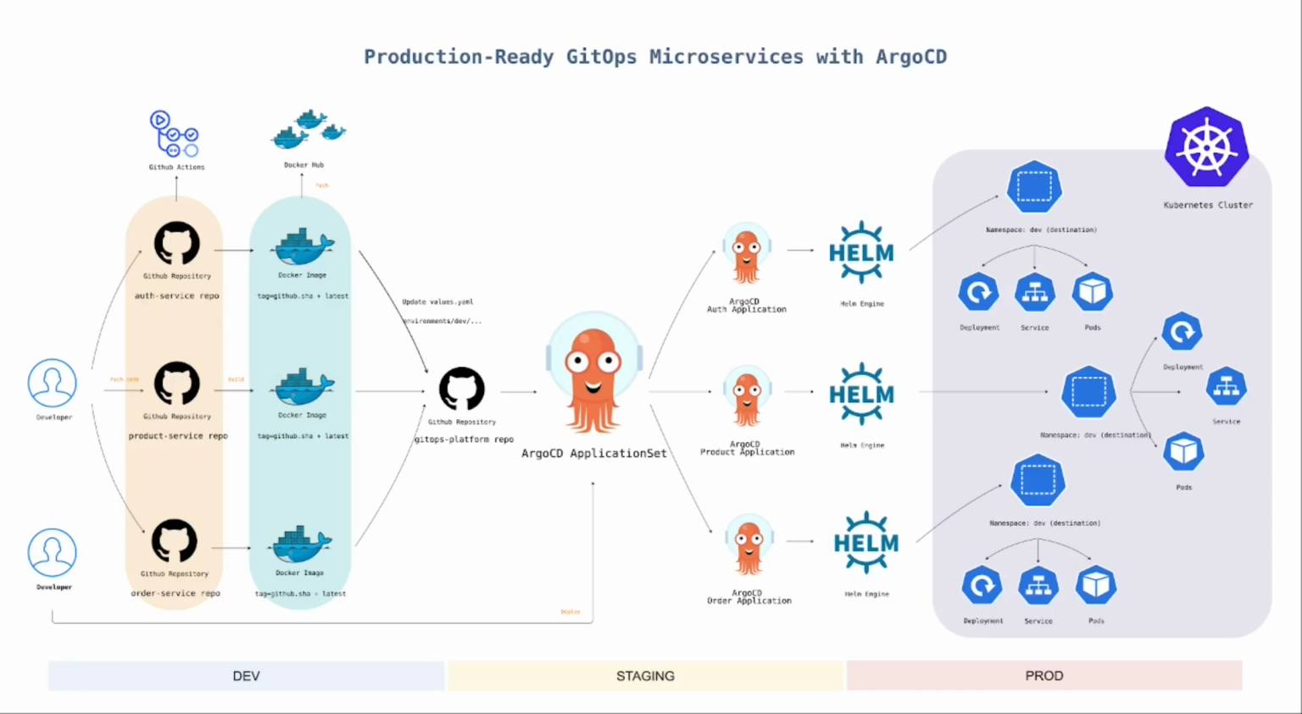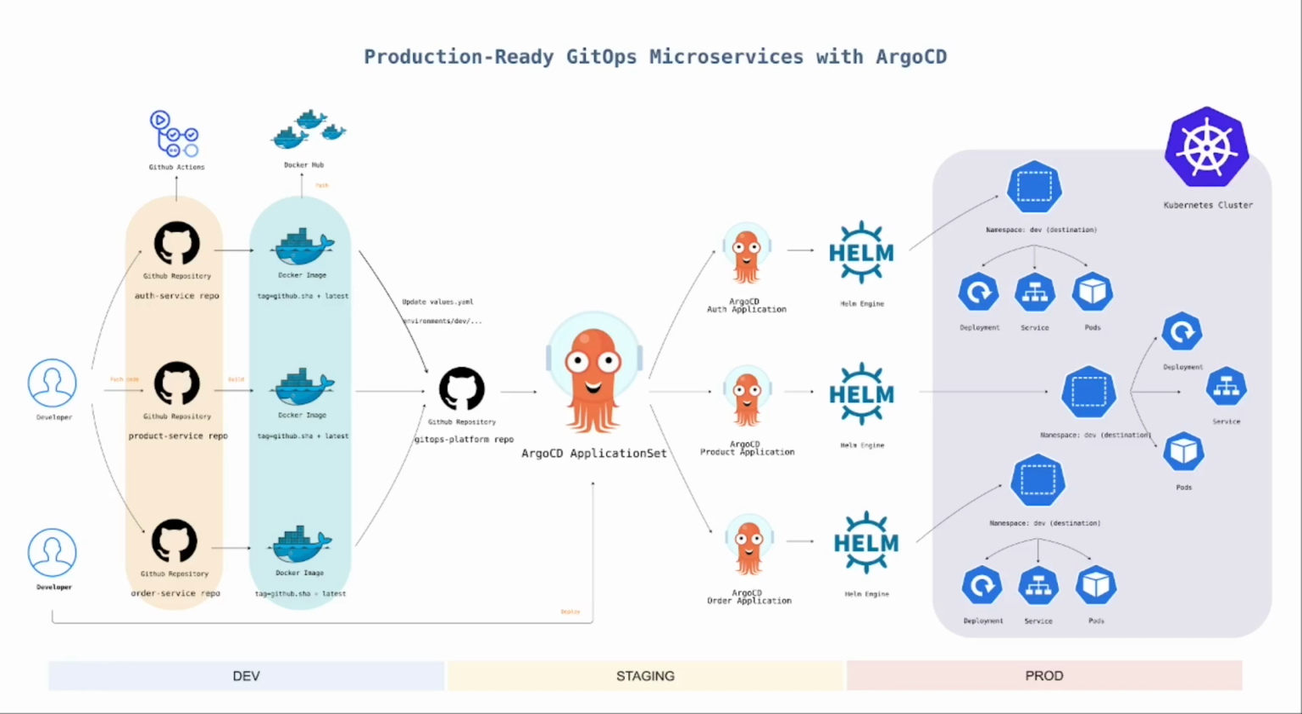Step 4. Update the GitOps repository. Next, the CI pipeline updates the values.yaml file in the GitOps platform repository. Location: environment folder. The image tag is updated to the new GitHub SHA. This step is extremely important because in GitOps, you don't deploy directly to Kubernetes. Instead, you update Git and Git drives the deployment. After updating, the pipeline performs a git push.